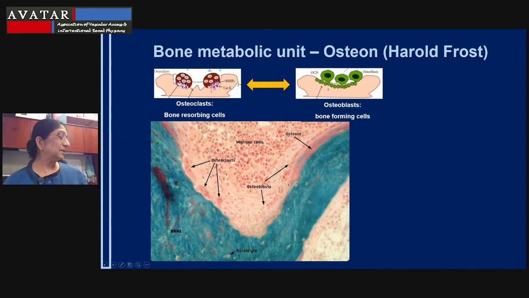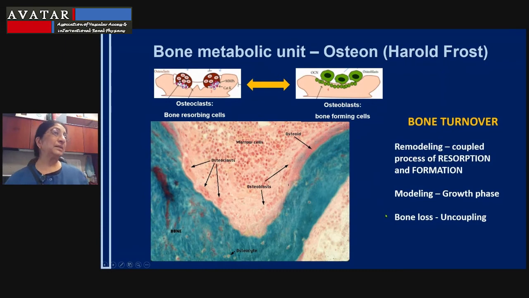So, knowing the activity of the bone metabolic unit is important in understanding turnover. And when we are looking at bone turnover, we are basically referring to three processes. One is bone remodeling, which is the coupled process of resorption and formation, and that takes place throughout adult life. Balanced resorption and formation maintains bone mass, and once there is uncoupling of resorption and formation, you get bone loss. During the growth phase in childhood and adolescence, we see less of resorption, much more of bone formation, and that kind of bone turnover is called bone modeling.